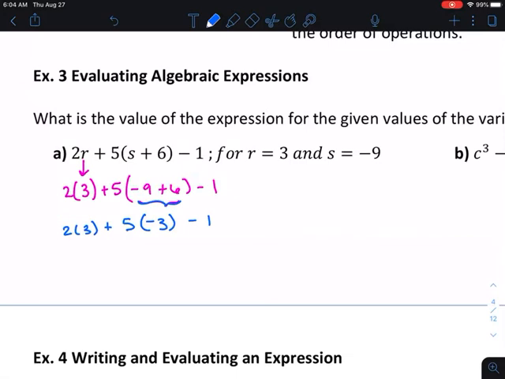I take care of parentheses. I don't see any exponents, which means we need to multiply or divide next. So I have some multiplications. That means I'm going to have a 6 plus, that's going to give us a negative 15 and a minus 1. And then I'm down to just combining with addition and subtraction. 6 plus a negative 15, so 6 minus 15, that would take us to a negative 9. Negative 9 minus 1 would take us to a negative 10.